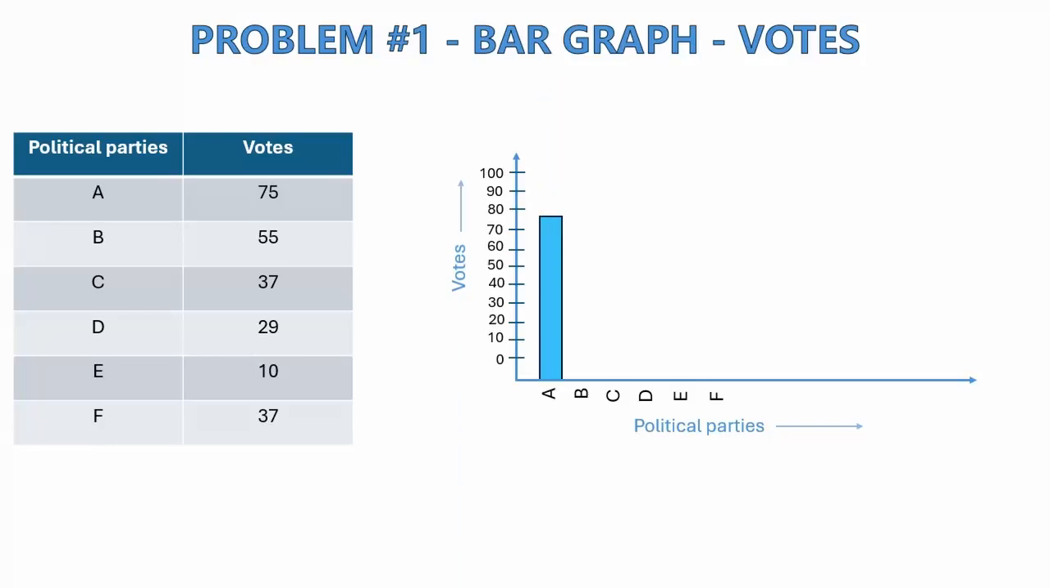So political party A gets 75 votes. You can see the bar is pointing that it is getting 75 votes. Similarly, another bar for B is saying that it has got 55 votes. Similarly, C has got 37 votes. D has got 29 votes, which is almost 30, and E has got 10 votes, and F also has got 37 votes. So by looking at this graph, you can easily figure out that party A is the winner of the election. Okay, so that is problem number 1.